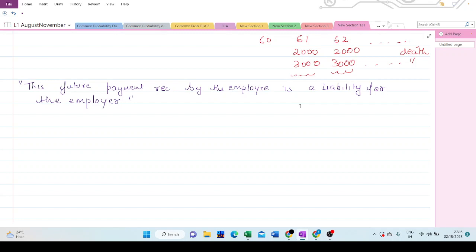So let us see, the idea is that these future payments receivable by the employee are a liability, and to estimate this liability, the employer will hire an actuary, and the actuary will assume a number of things. He will assume employee turnover. What is employee turnover, guys? Any idea what is employee turnover?